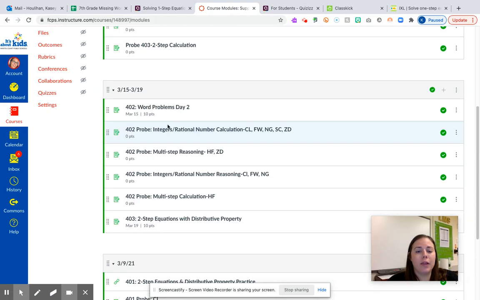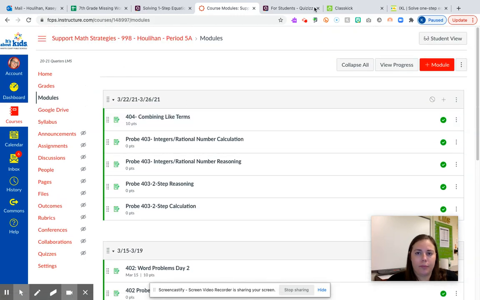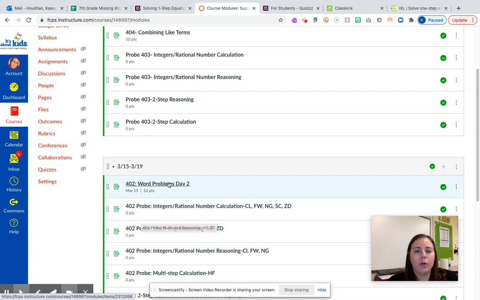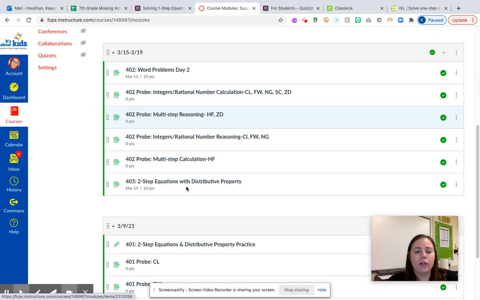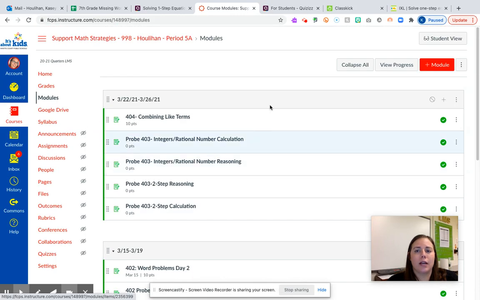This is what was from last week, which is 403. Two-step equations with distributive property. You need to do that one too, okay? So, I'm going to go over that, and then make sure you've done all your probes. So if you have 402 probe, 403, or 401 probe, make sure you get all of that done.